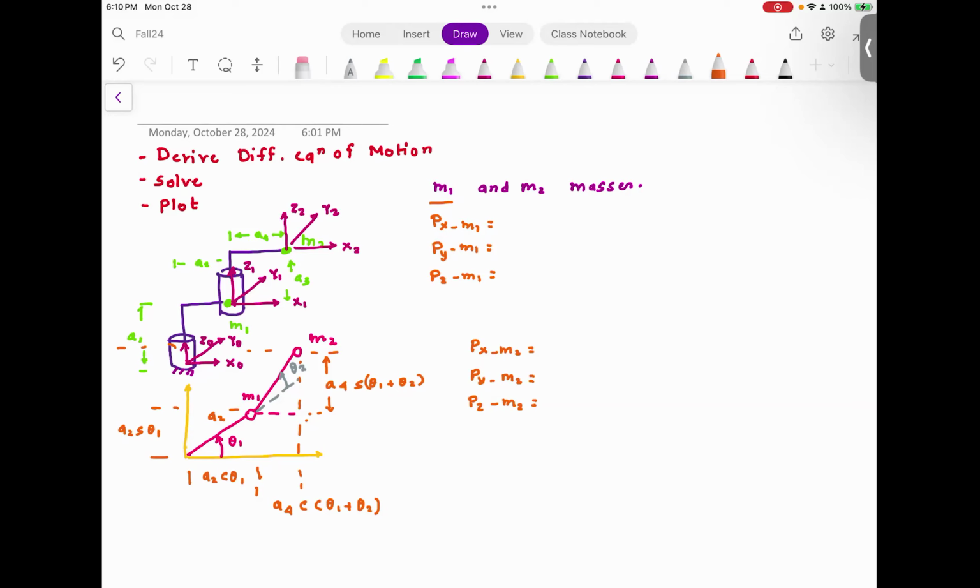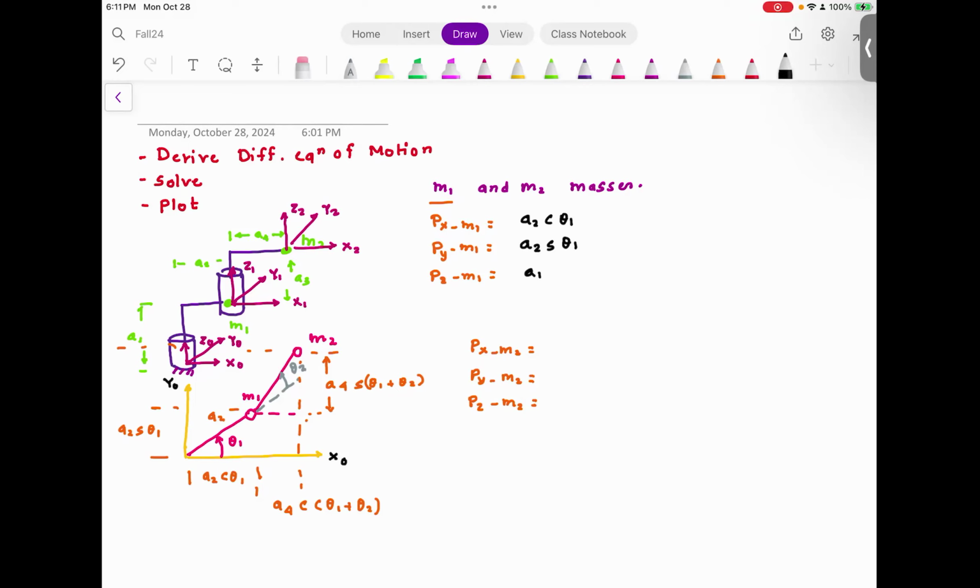And it can be determined if you look at what we have here. I can write very easily Px M1, and I need to write this down. This is X naught, this is Y naught, Z is coming towards you. So Px M1 is A2 cosine θ1, Py M1 is A2 sine θ1, and Pz M1 is A1. Are you with me so far?